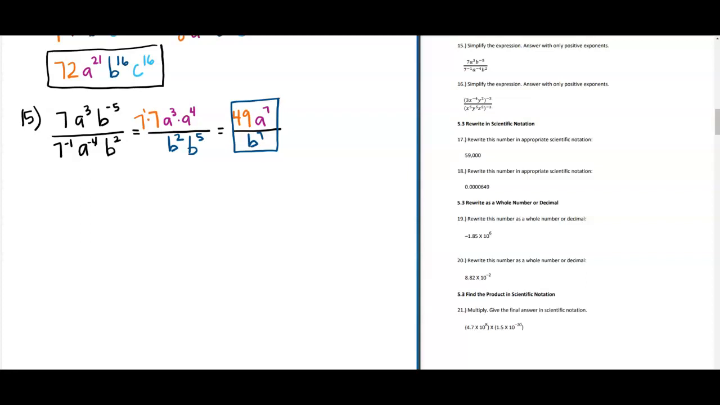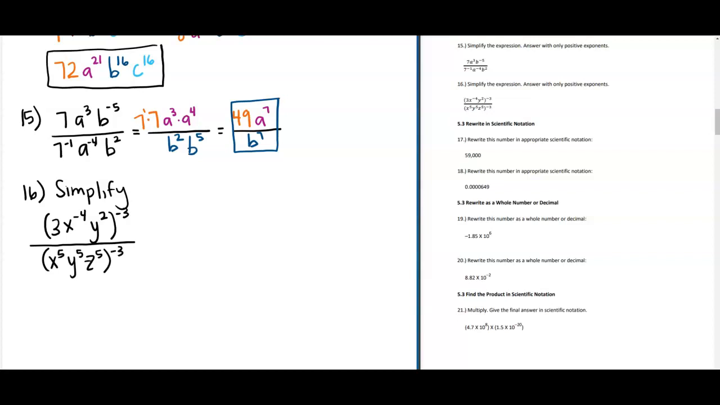All right, let's do number 16 now. Number 16 has a lot of negative exponents in it. So if we simplify this, it says 3 x to the negative fourth, y to the second, and then that whole thing is raised to the negative third power. All right, then on the bottom, we have in parentheses x to the fifth, y to the fifth, z to the fifth, all raised to the negative third power.